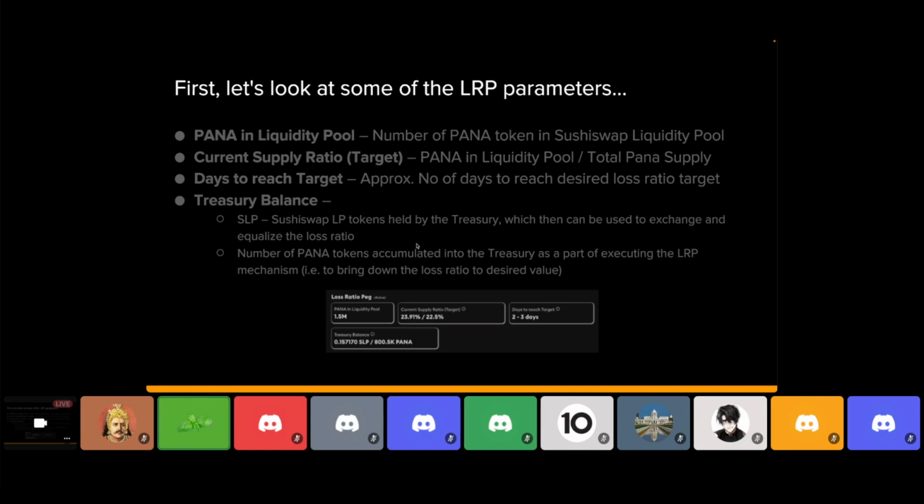Definitely, if there is any question around LRP, feel free to ask. I know that this is quite a new feature from the PanaDAO. Recently, we also have a new bond market created by the team.